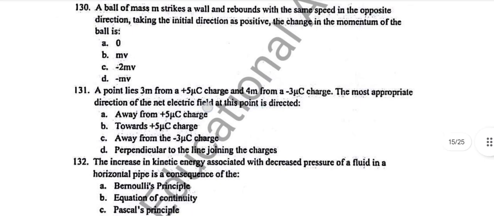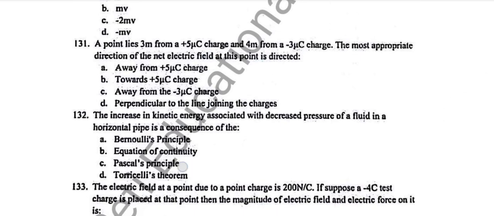Question number 132. The increase in kinetic energy associated with decreased pressure of a fluid in a horizontal pipe is a consequence of, and the correct option is A, Bernoulli's principle. In a horizontal pipe, higher fluid speed means lower pressure.